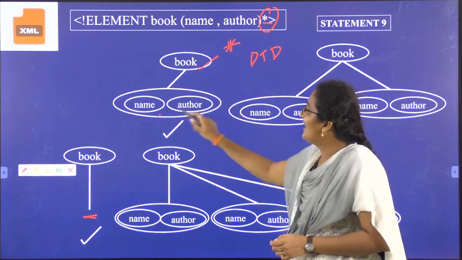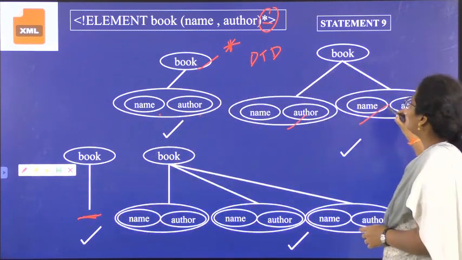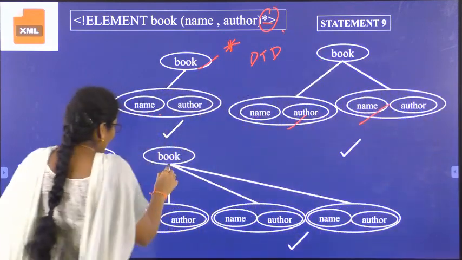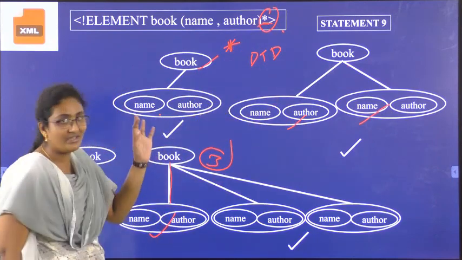Book element with name and author not appearing at all. Book element with name and author twice, because we have used asterisk. Book element with name and author thrice, because we have the asterisk symbol. Everything is correct.